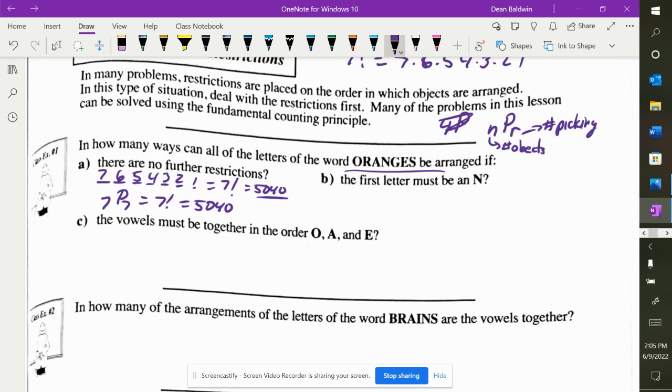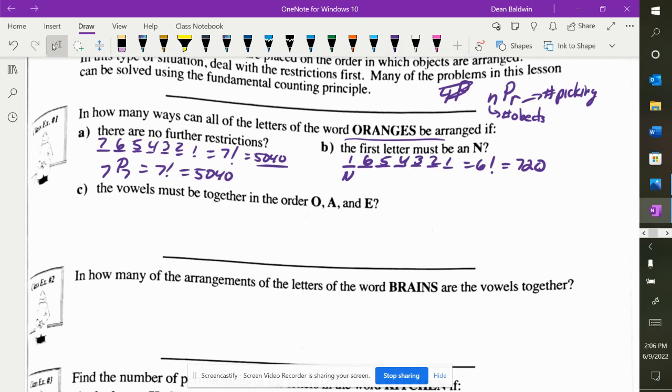Now, what if I force you to make the first letter an N? If that's an N, there's only one N, so you have one choice. How many letters are left now? 6. Then it's 6, 5, 4, 3, 2, 1, which is really just 6 factorial. So that drops it to 720. As soon as you make one restriction of one letter, we drop from 5,040 ways to 720 ways.